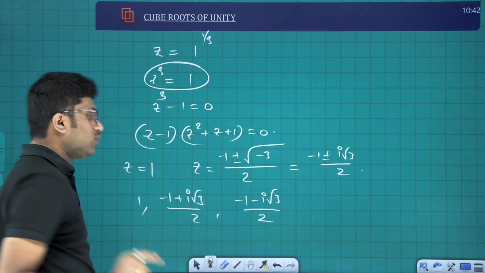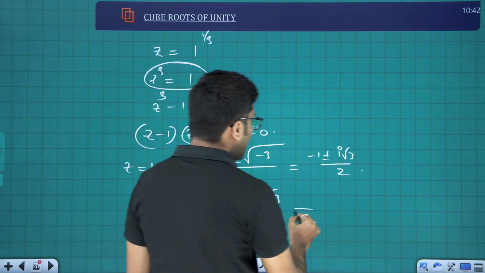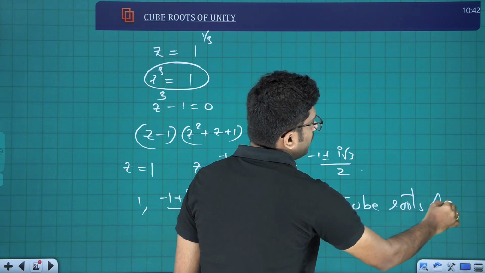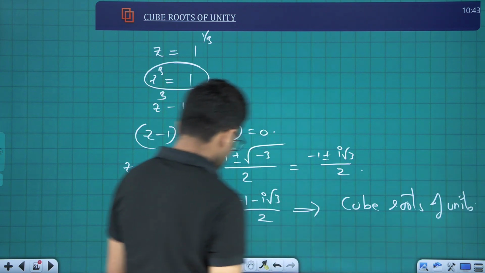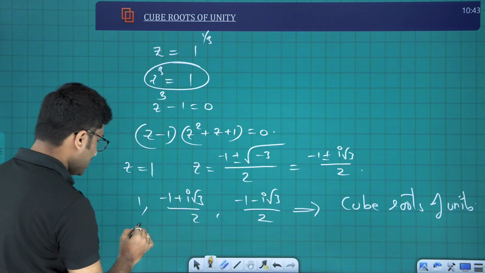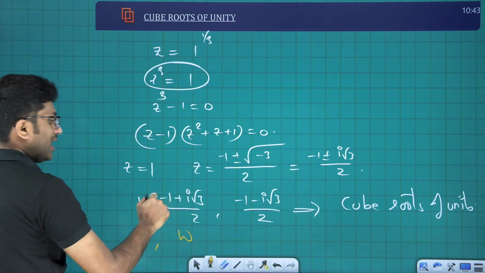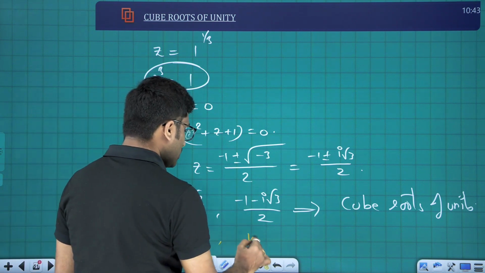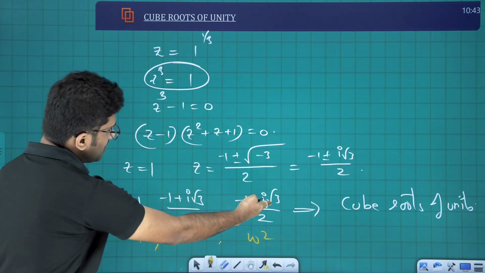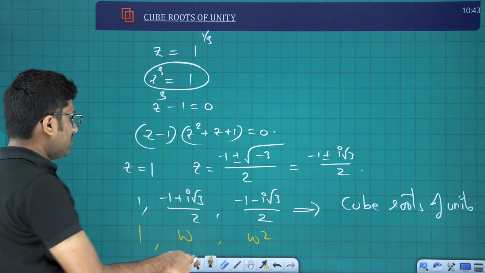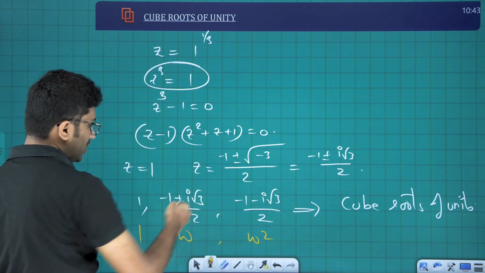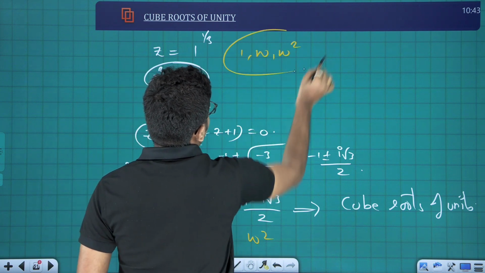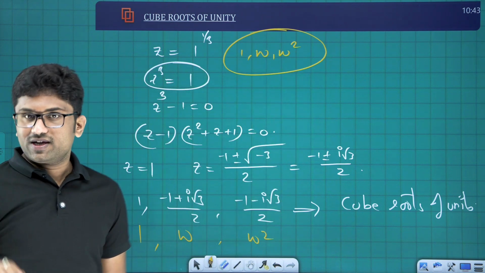These three are called the cube roots of unity. In general, we denote them as omega, which is minus 1 plus i root 3 by 2. Now if we square this, friends, we get omega square, or we can take this also as omega. The advantage with this is if you square this you get this, and if you square this you get this. So in general, the cube roots of unity are 1, omega, omega square.